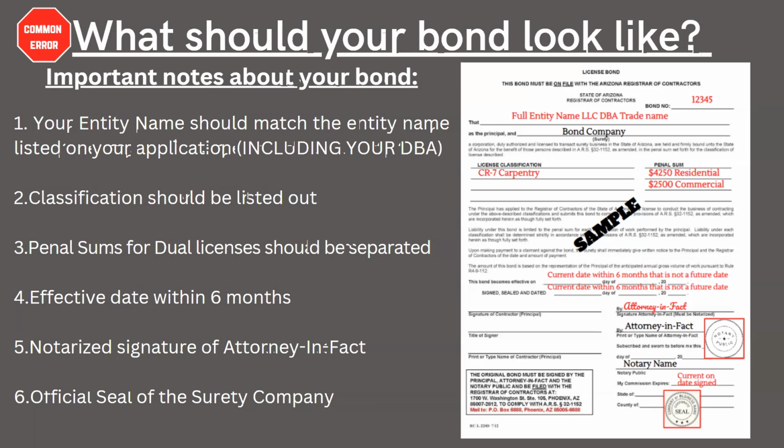It does require that it is notarized and the official bond seal from your surety company is listed. So this is also in the example. Again, show this to your bond company. Make sure that they're meeting these requirements so that it's not a deficiency item in your application.